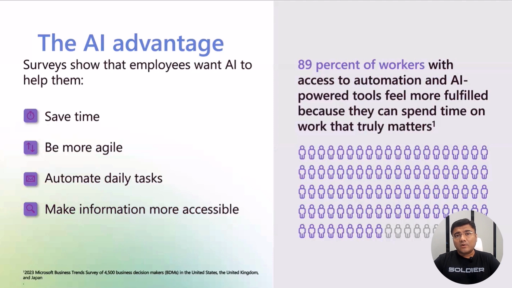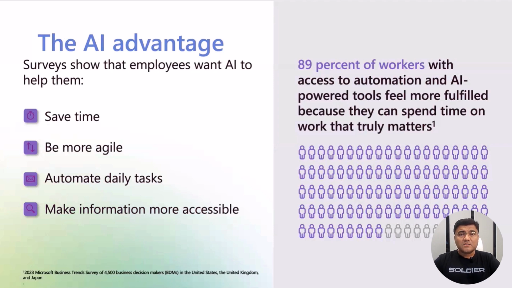And you can see right now it's showing you that 89% of the workers with access to automation and AI-powered tools feel more fulfilled because they can spend time on work that truly matters. Now, we all belong to different roles and different organizations, and we know what work truly matters to us. If we can save our time on repetitive tasks, that's something very great.